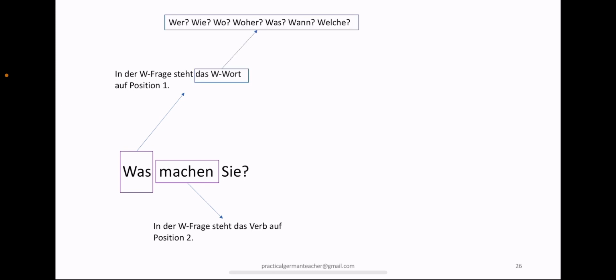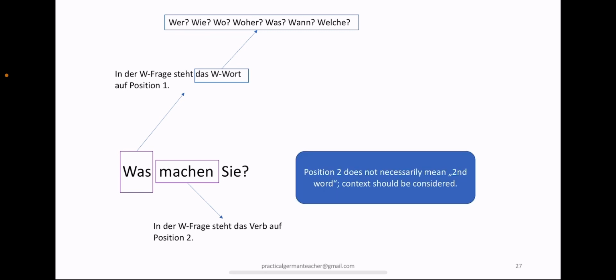The W word, what are common W words? Wer meaning who, wie meaning how, wo meaning where, woher meaning from where, was meaning what, wann means when, welche means which or which ones. All right.